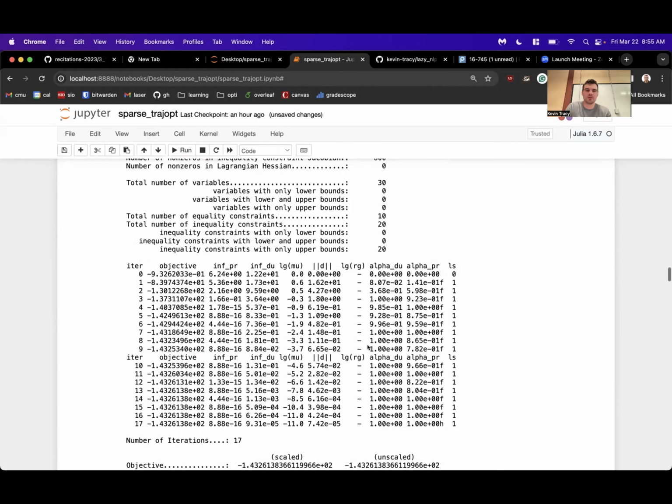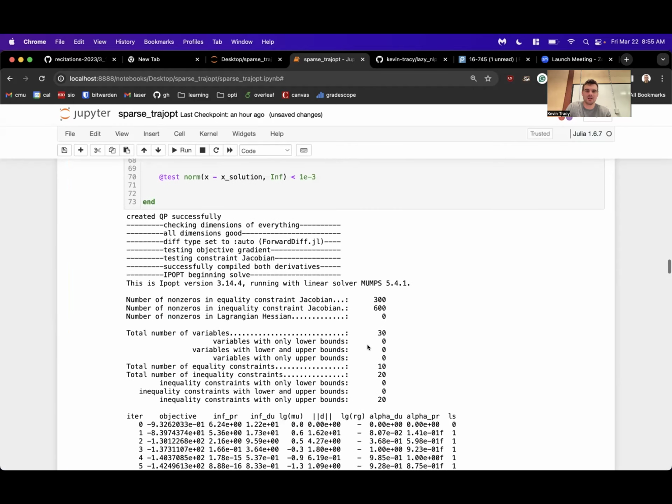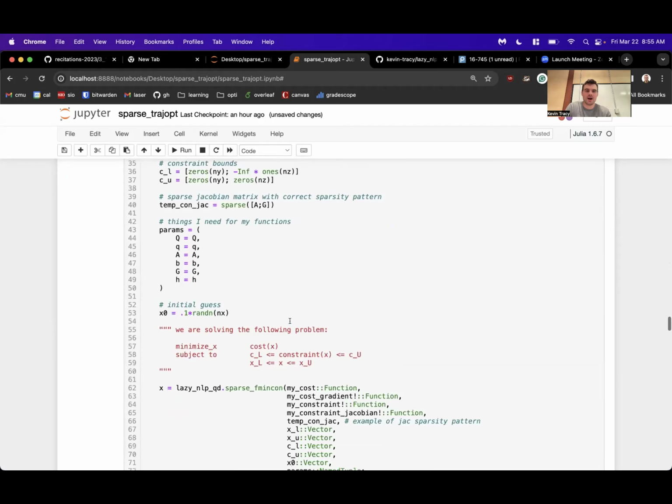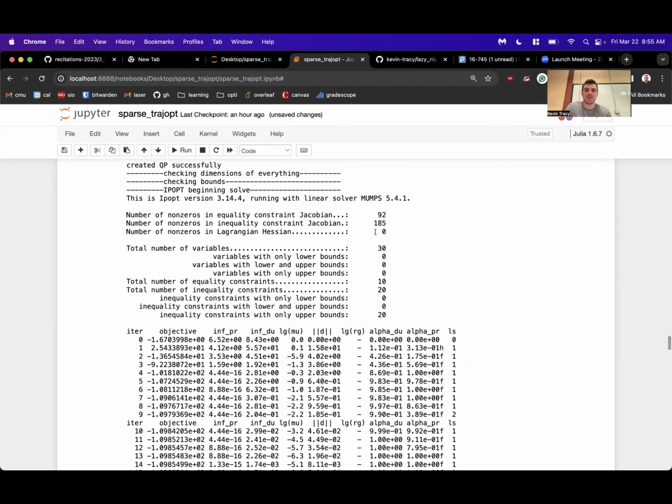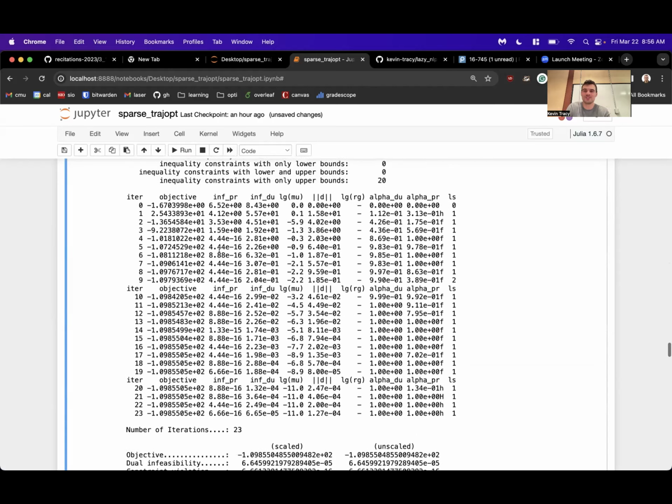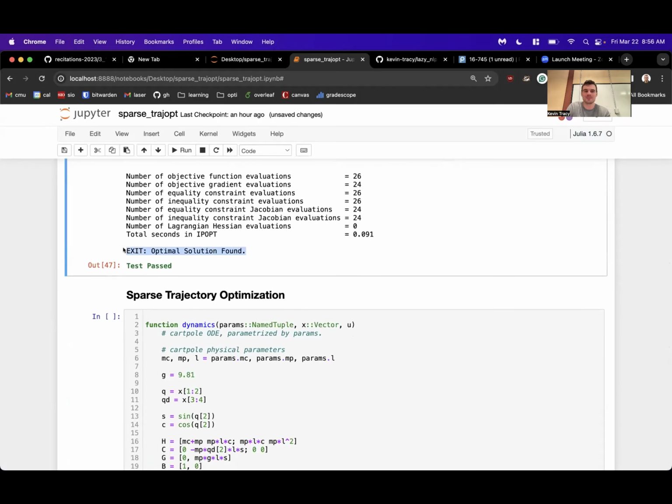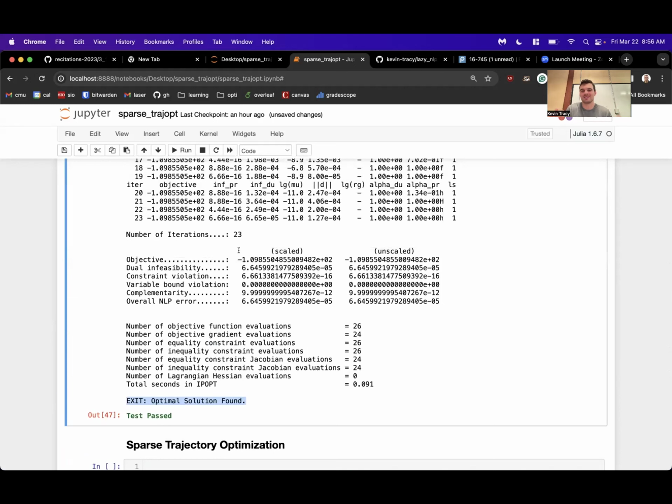And what we'll see is that before, when I solved this problem, this had 300 non-zeros in the equality and 600 in the inequality. Now I just solved the sparse version, and there are 92 values in the equality and 185 values. So this is a huge decrease in the amount of time this took. It solved super fast, gives me the same solution, and I passed. Again, I'm running through this, but you should take some time and go through this later because you will probably use this for your project.